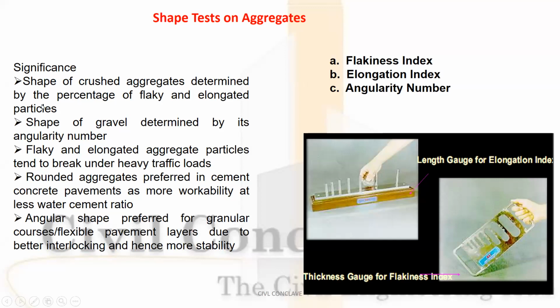The purpose is to find out the shape of the crushed aggregate. The shape of the gravel is determined by its angularity number. Flaky and elongated aggregate particles tend to break under heavy traffic loads. Rounded aggregates are preferred in cement concrete because they give a lower water-cement ratio. Angular shape is preferred for granular courses and flexible pavement layers due to better interlocking and more stability.